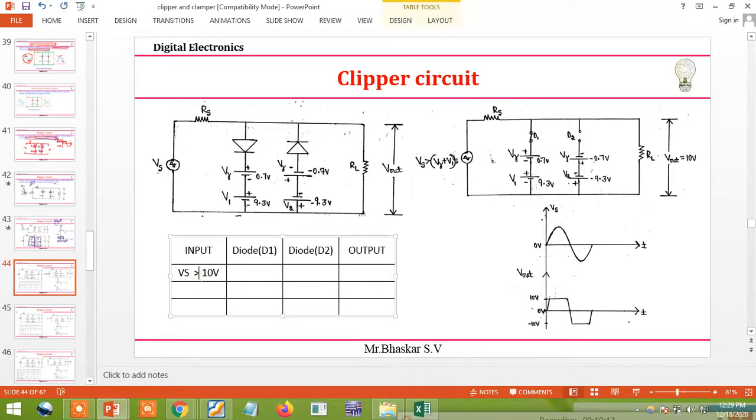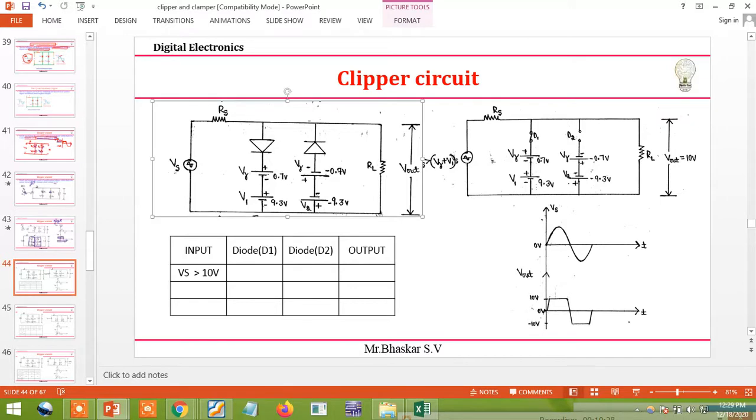First, see that we have different combinations of my input. The input, I already told you, will change continuously from plus 20 to minus 20 volts. Now this is the input circuit that I am going to take, and easily you can see that this is my circuit. Now I want to analyze how it is working, if my input voltage continuously changes.